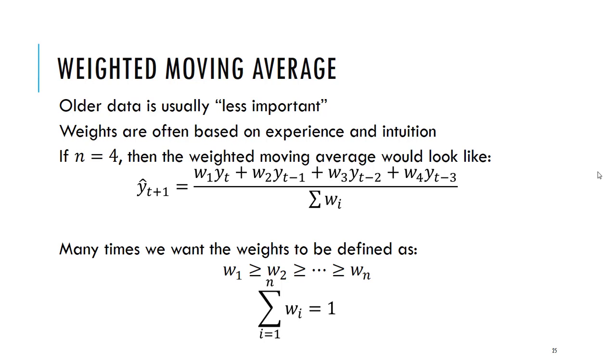We can also do a weighted moving average, where older data is usually less important, or people think it is. And the weights are often based on experience and intuition, where we give each of the periods in the window a possibly different weight. They could be the same. And many times we define the weight so that the weight for the most recent is at least as big as the weight for the second, all the way down to the weights for the entire window.